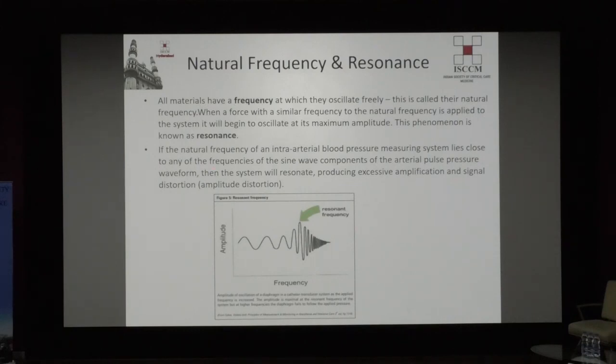If the natural frequency of an intra-arterial blood pressure measuring system lies close to the frequencies of the sine wave components of the arterial pulse, the system will resonate and produce excessive amplification and signal distortion. In this amplitude versus frequency graph, as you oscillate the diaphragm of the transducer more and more and reach the resonant frequency, you see the amplitude increasing to the maximum. After which, if you increase the frequency further, the amplitude doesn't increase. In fact, it comes down.